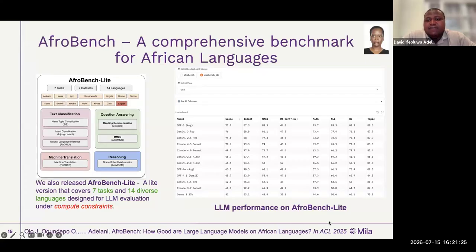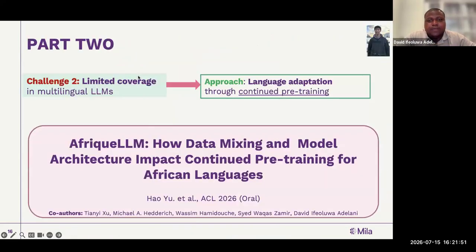Having Afrobench is also important in building AfriqueLLM, because now we have an evaluation benchmark that we can test on, and we can measure progress based on Afrobench Lite. But one thing we did for AfriqueLLM is that instead of just focusing on 14 languages, we evaluate on all the languages that are available in the data set. Just to tell you that.